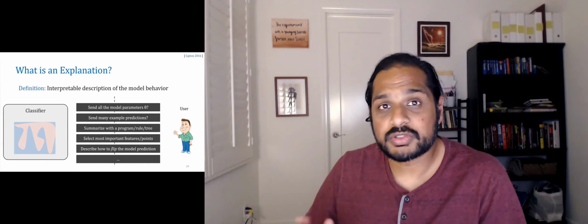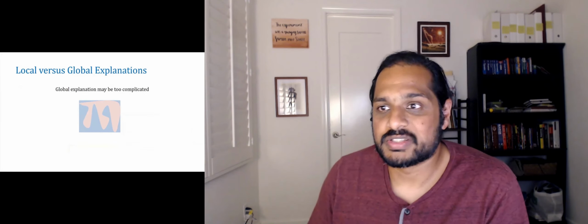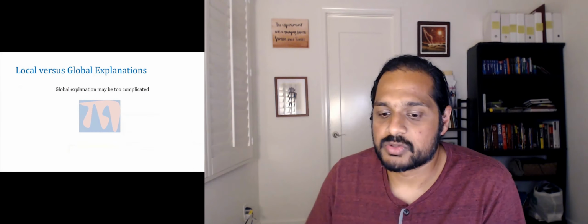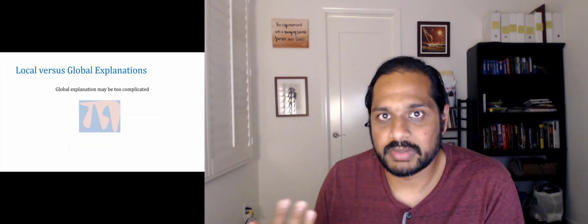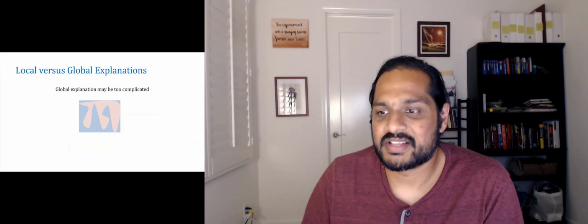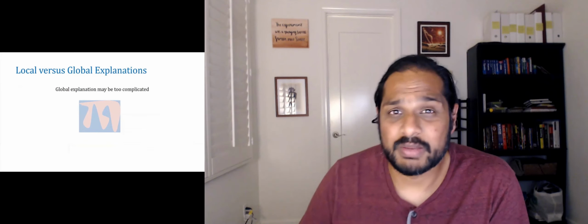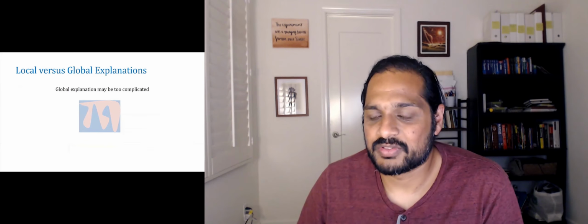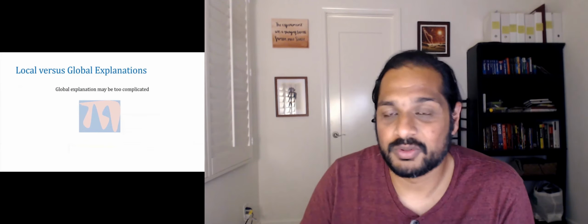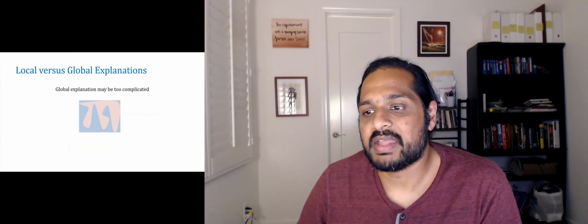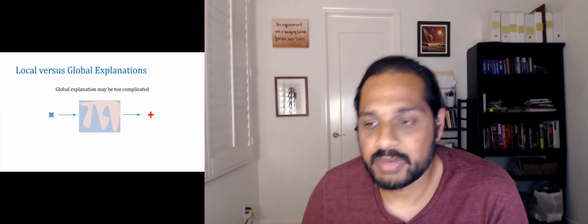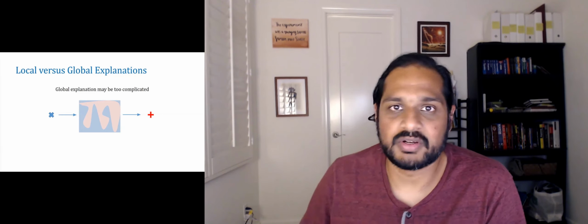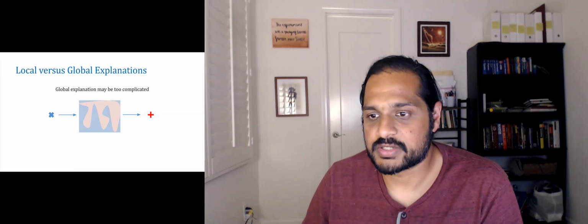Okay, there's also this idea of global versus local explanations. So far I'm talking mostly about global explanations, but in general, they might be too complicated. So if you have a crazy classifier surface like this, you may not be able to explain exactly what's happening, right? So you may not be able to be faithful to this. In that case, what you can do is you can say, well, I don't care about the overall behavior. I care about behavior in the context of a specific prediction.